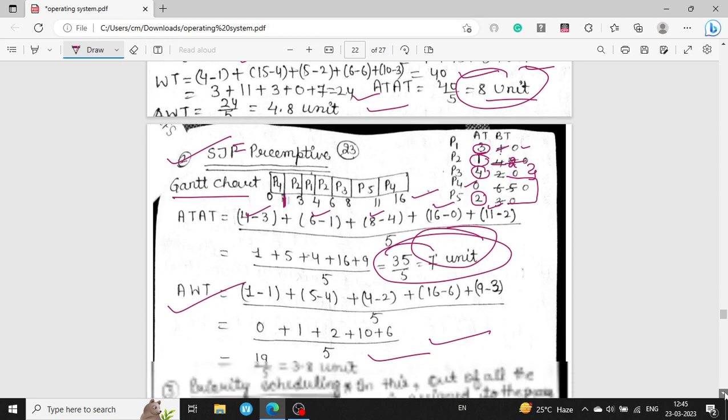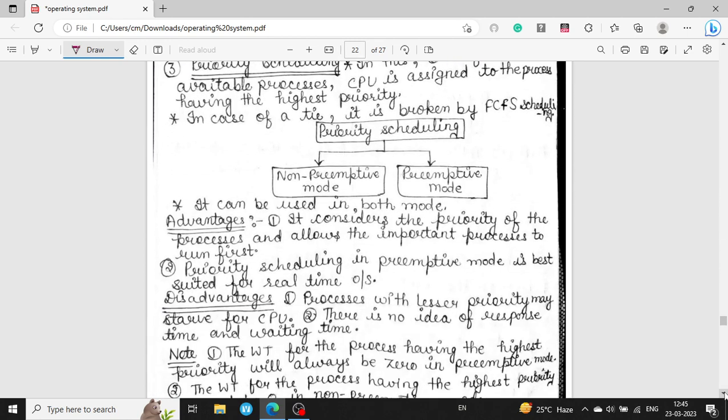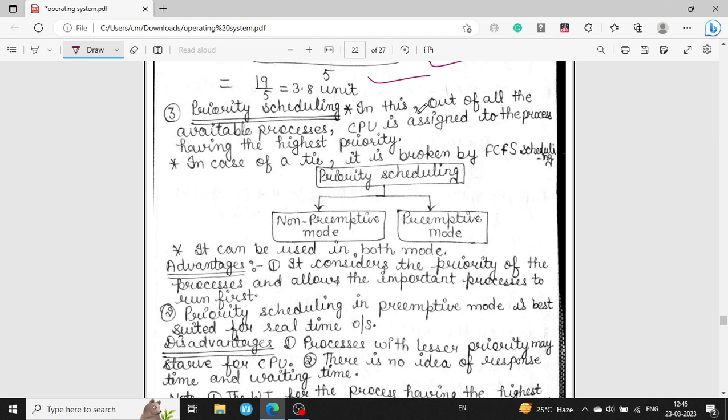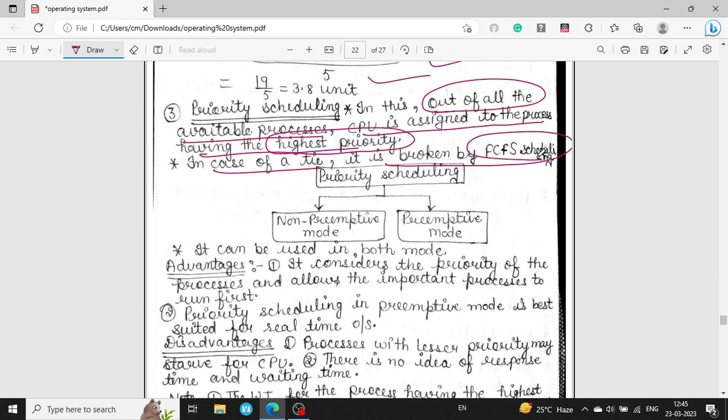Now the next algorithm we will discuss is priority scheduling. In this, out of all the available processes, the CPU is assigned to the process having the highest priority. In case of a tie, it is broken by the first come first served method. Priority scheduling is divided into two parts, non-preemptive mode and preemptive mode. It can be used in both modes.